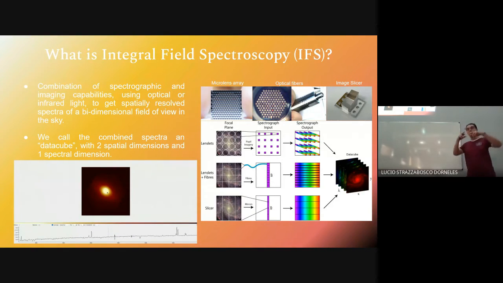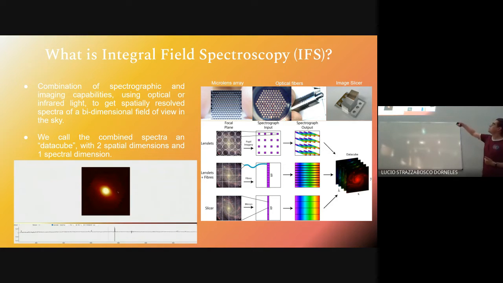It's a big definition. So actually it is a smart way to take the optical spectrum in two dimensions. So we call the combined spectra a data cube, with two spatial dimensions and one spectral dimension associated with the spectrum of each pixel in the galaxy. So here I bring three examples of how we can do that.